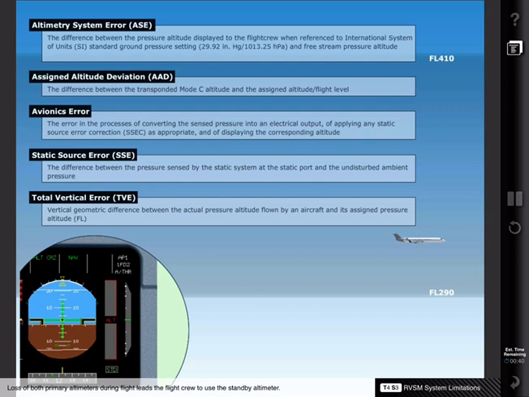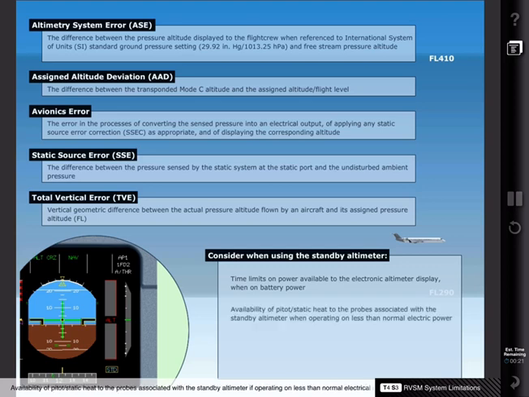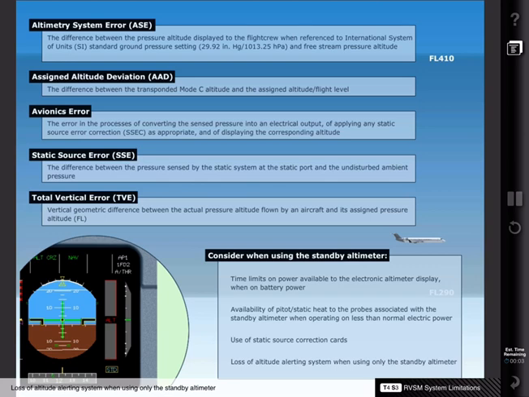Loss of both primary altimeters during flight leads the flight crew to use the standby altimeter. Consider the following during use of only the standby altimeter. Time limits on power available to the electronic altimeter display if the aircraft is using battery power only. Availability of pitot-static heat to the probes associated with the standby altimeter if operating on less than normal electrical power during icing conditions. Use of static source correction cards for the standby altimeter system if available. And loss of altitude alerting system when using only the standby altimeter.